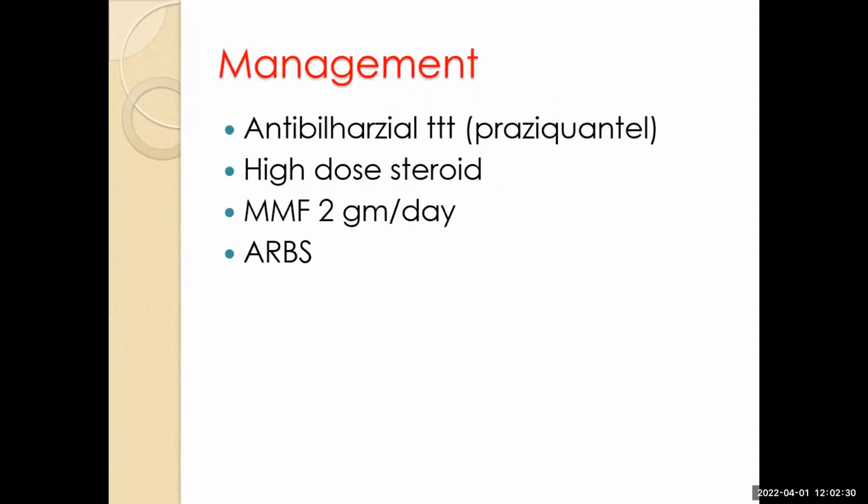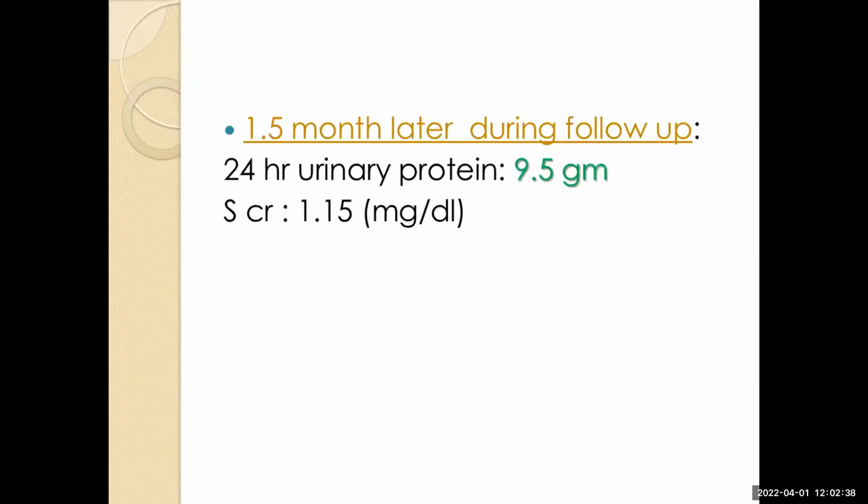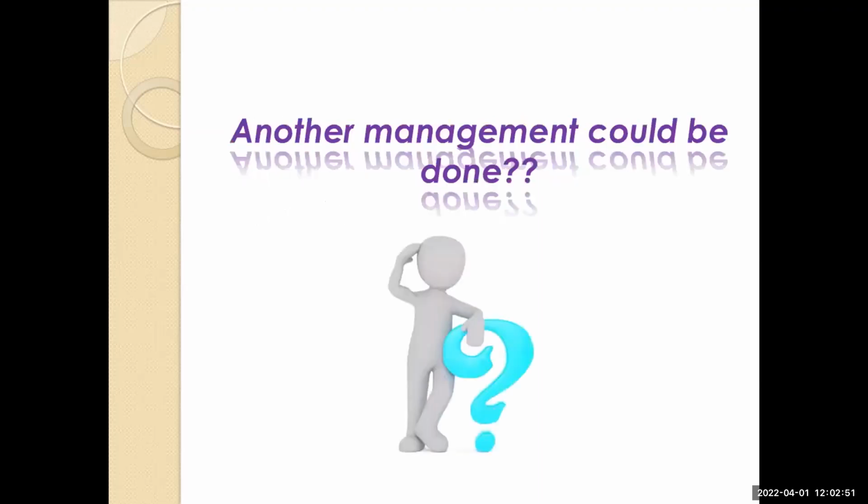The patient received antibilharzia treatment, praziquantel, high-dose steroid, MMF 2 grams per day, and ARBs. But unfortunately, 1.5 months later, during follow-up, 24-hour urinary protein was elevated to 9.5 grams per day. Serum creatinine was within range. So what do you think about the management of this case, regarding another plan of treatment or another investigation to reach the diagnosis of the cause of MPGN?